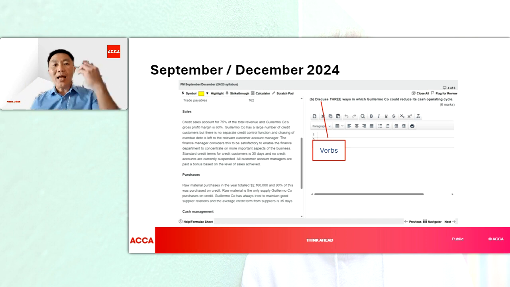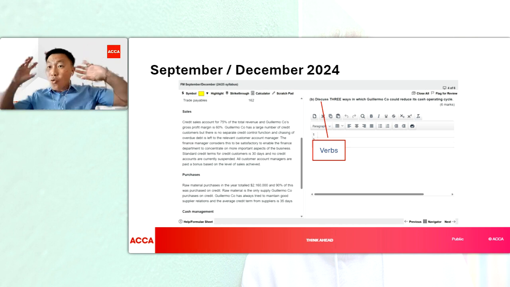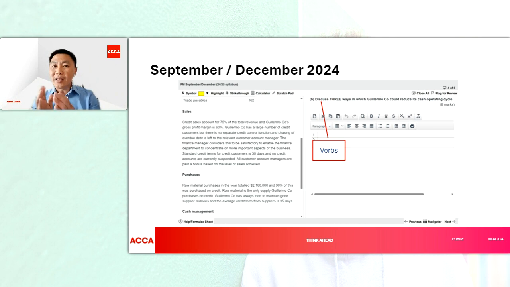So when I develop my answer to discuss 3 ways to reduce the cycle, I have to go back to this scenario, look at the background, and craft my answer. Make sure my answer relates to this scenario, rather than an answer that comes straight from your learning resources. Many students tend to just throw in and reproduce the answer from books. And guys, that doesn't work, because the question has mentioned the name of the company specifically.